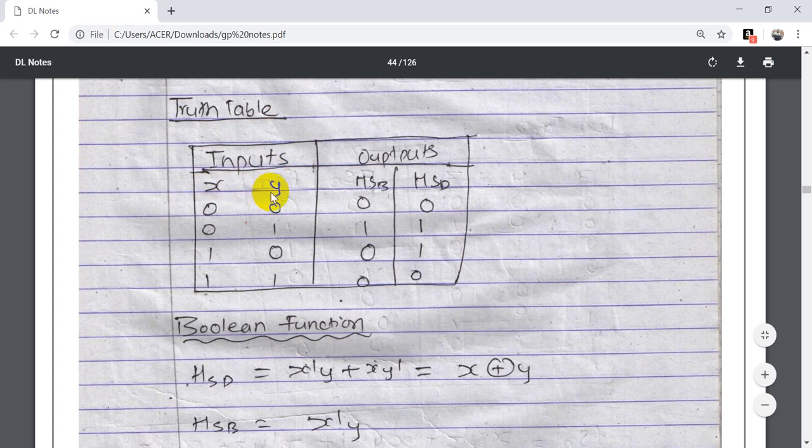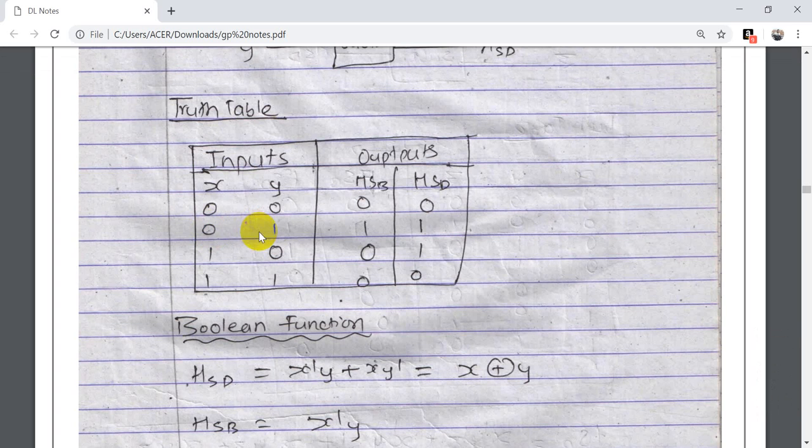These X and Y are the inputs, this is the borrow and this is the difference. When we subtract 0 from 0, the borrow will be 0 and the difference will also be 0. When we subtract 1 from 0, 1 is greater and cannot be subtracted from 0, therefore the result is borrow 1 and difference also 1.